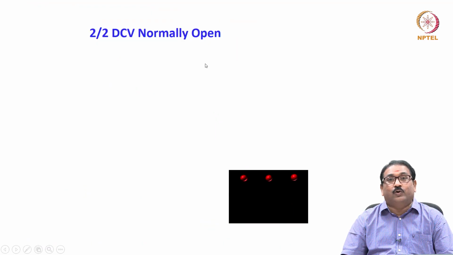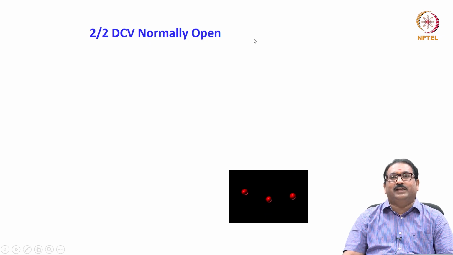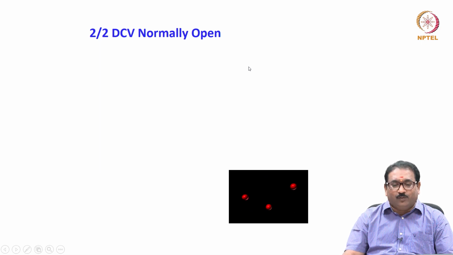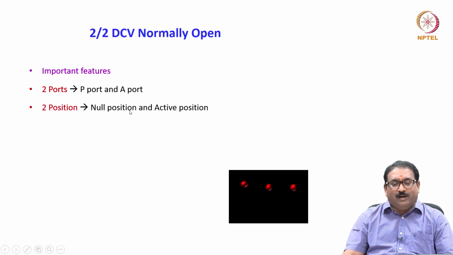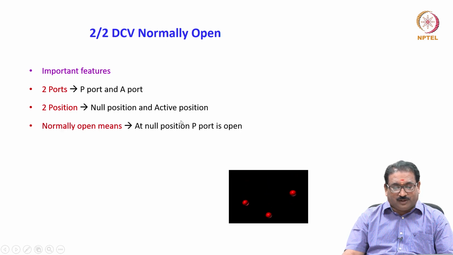Now we will see the normally open one. Now can you please draw the graphical symbol for the 2 by 2 DCV, normally open? How is it? Before that, you tell me the important features of the 2 by 2 DCV normally open. 2 means 2 ports, as you correctly said, P port and A port. This 2 means positions, null position and active position. Then normally open means what? P is open now in the null position. At null position, the P port is open.